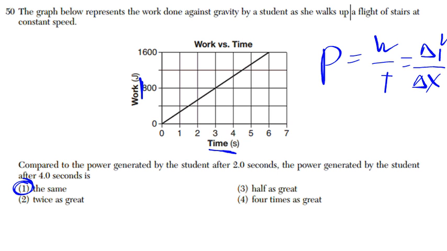Answer choice 1. Another way of thinking about this is, as a general definition, power is the rate at which you do work, the rate at which this energy is expended. And if you look at the graph, again, it goes up at a constant rate. And so the rate at which the work is going up remains the same for the entire time interval. So based on that definition of power, we can also get answer choice 1. Power generated is the same.